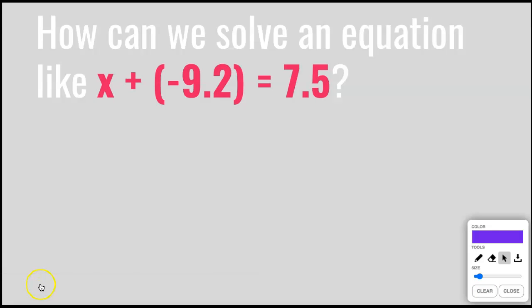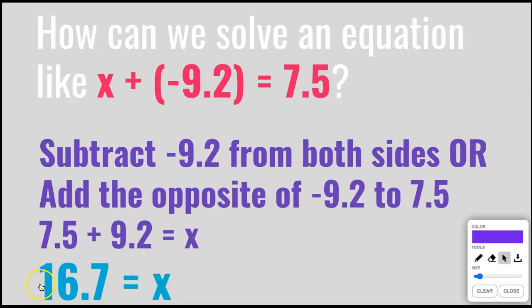So how could you solve an equation like x plus -9.2 equals 7.5? Go ahead and try to do this on your own. Pause the video and then come back and see if you got it right. So you've got some options. You could subtract -9.2 from both sides, or it may be easier to add the opposite of -9.2, which is 9.2, to both sides. And when you do 7.5 plus 9.2, you get that x equals 16.7.